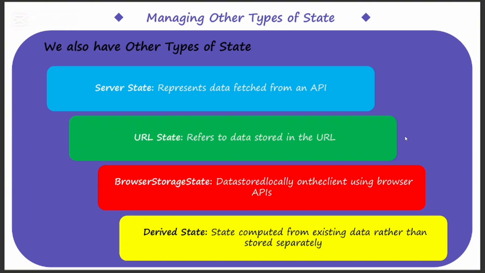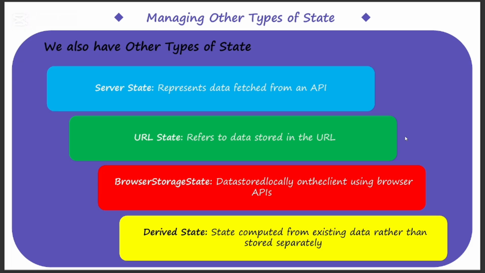Why do we need it? We need it for synchronization, maintaining the URL, and preserving temporary user settings. Here we have a few types of other states, like server state, which is responsible for representing data fetched from an API. We also have URL state, which refers to data stored in the URL. Also, we have browser state and device state.